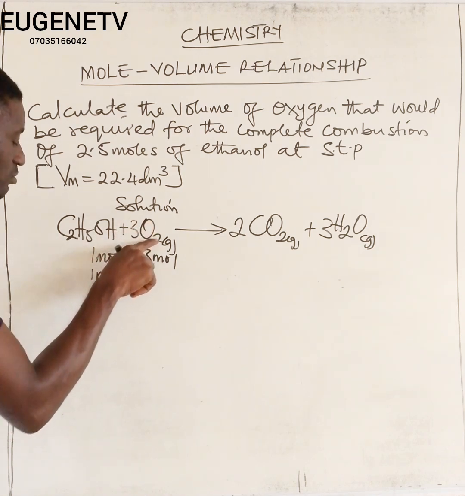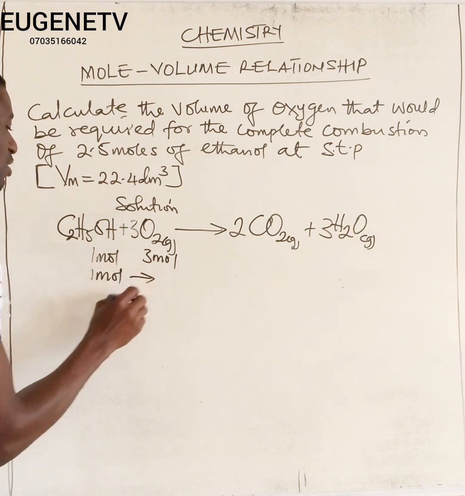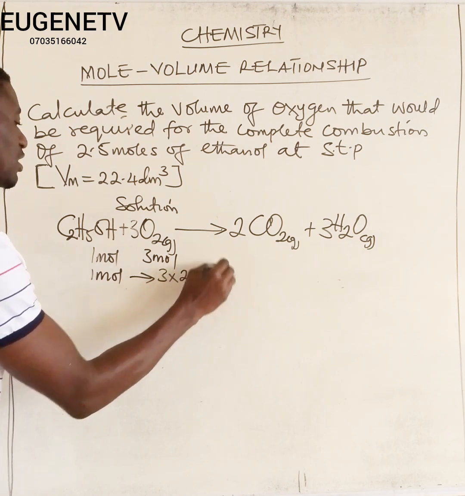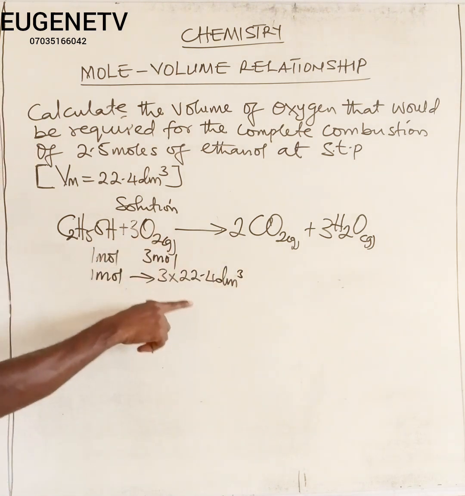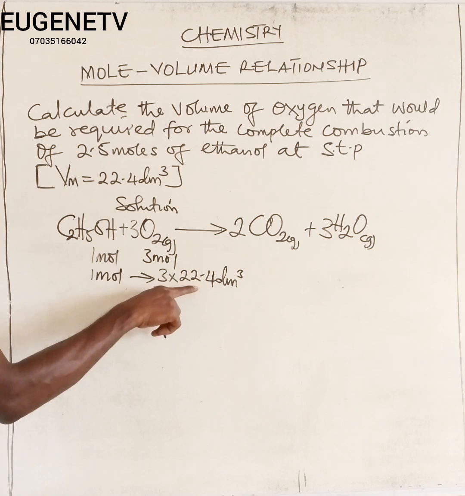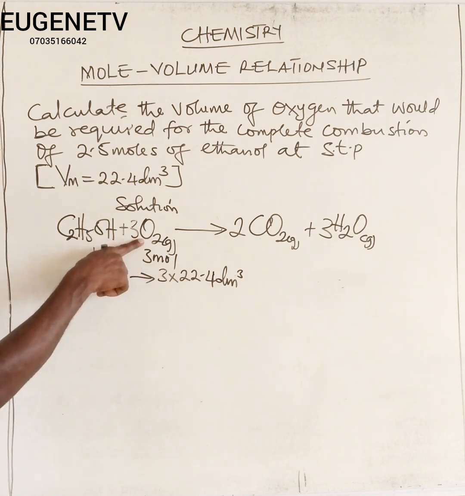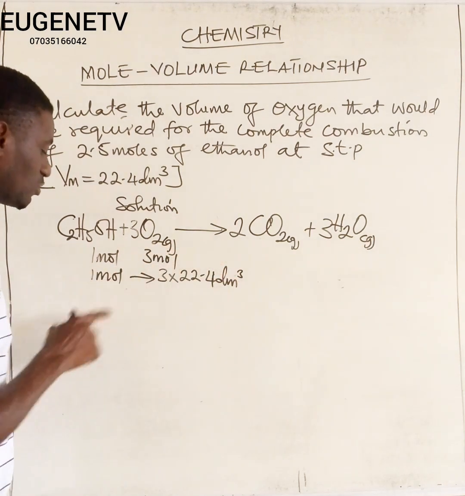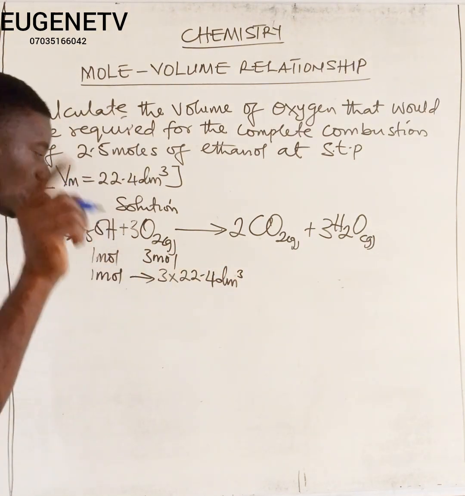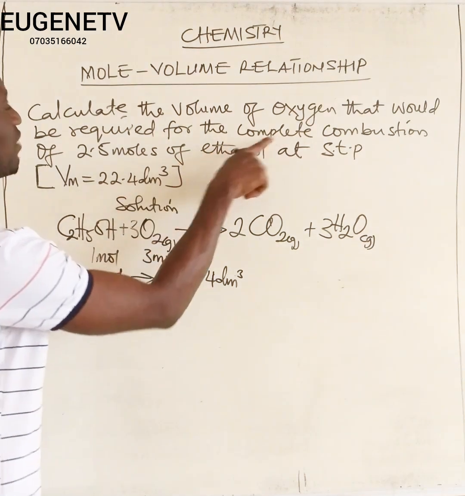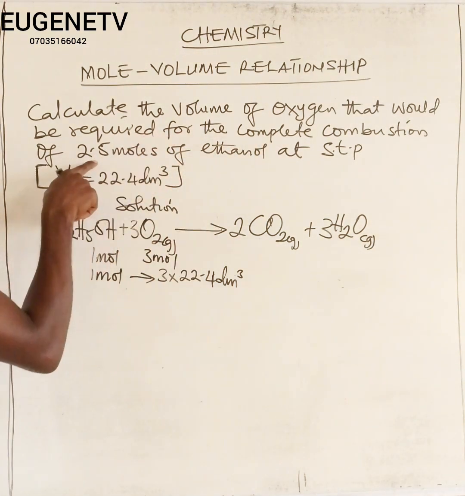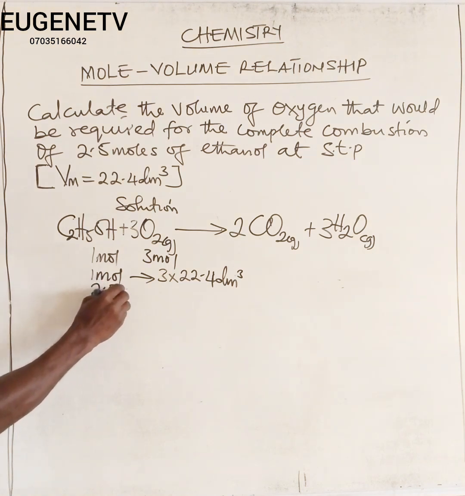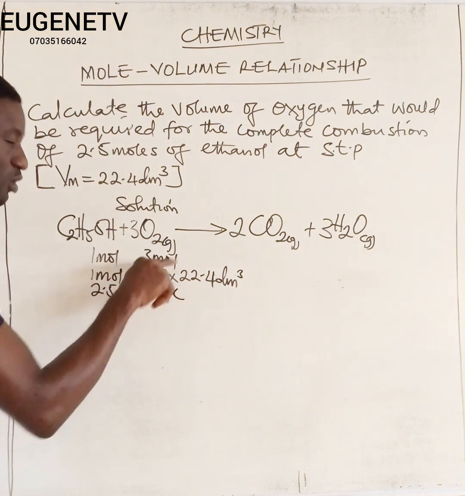So if 1 mole of ethanol requires 3 moles of oxygen, it will require 3 times 22.4 dm³. Why am I saying that? Only 1 mole of any gas at STP is going to occupy 22.4 dm³. But in this case, from the balanced chemical equation, there are 3 moles of oxygen. That will mean 3 times 22.4 dm³. If it's only 1 mole of ethanol, what will now be the volume if it were to be 2.5 moles, like it is in the question? If it is 2.5 moles, what is going to be the volume of oxygen?